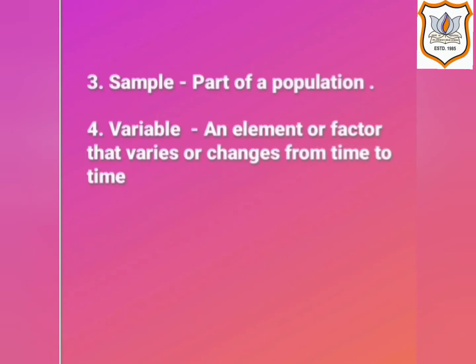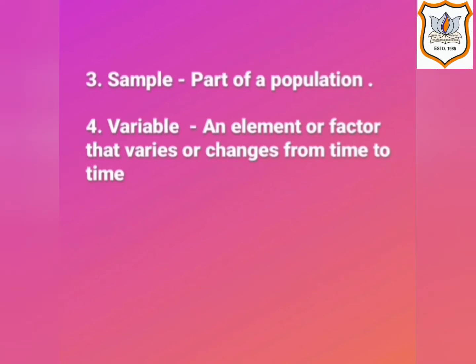Third is sample, that is part of a population, that means a set or a group of units selected from the total population is called a sample, and the number of units selected in a sample is called the size of sample, and size of sample is denoted by small n.